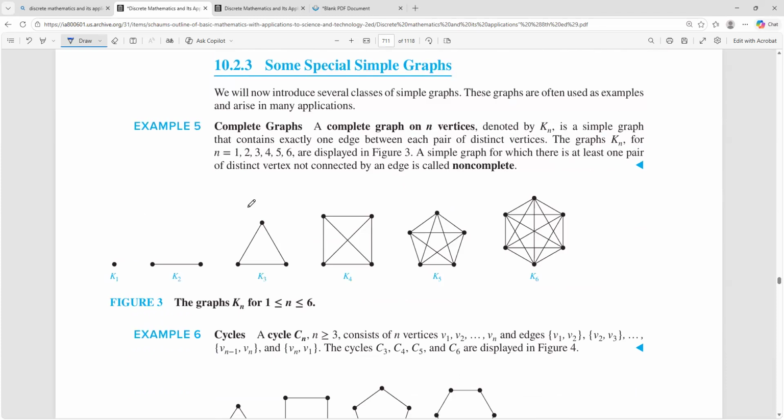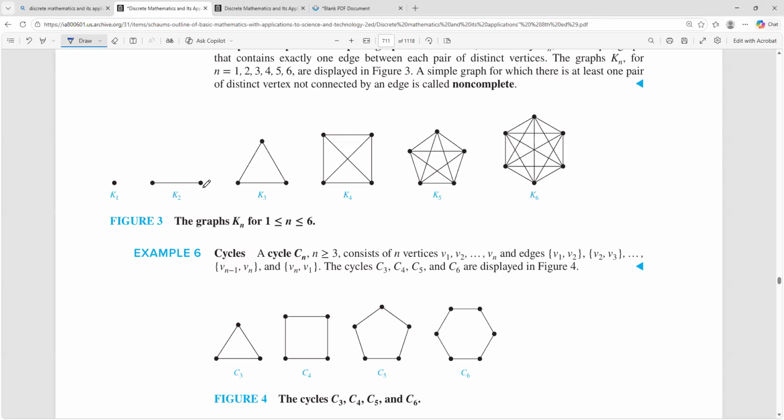So we've got complete graphs. Complete graphs are where every vertex is connected to every other vertex. Here's an example. K1 is just one node, one vertex. K2, the two nodes are connected to each other. K3, everything is connected to everything else. K4, K5, K6, right? And then they're related to cycles.